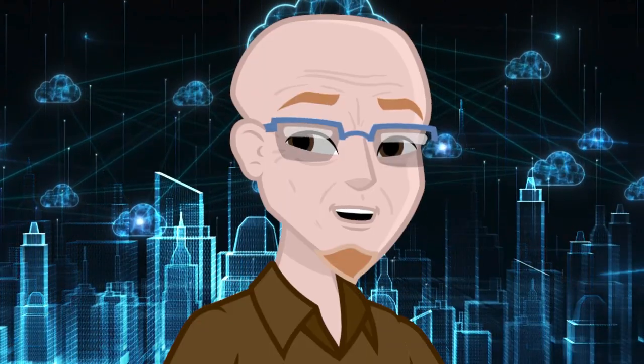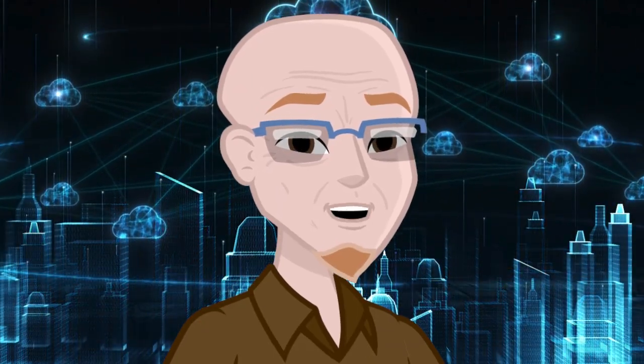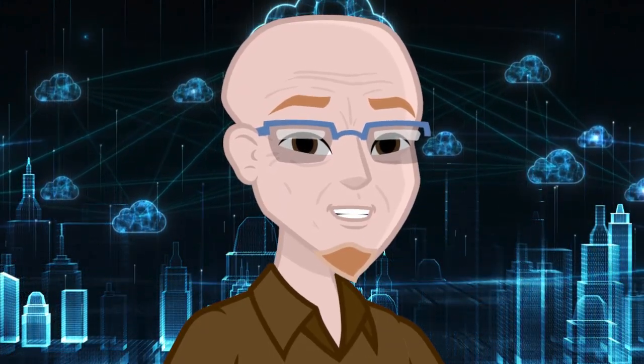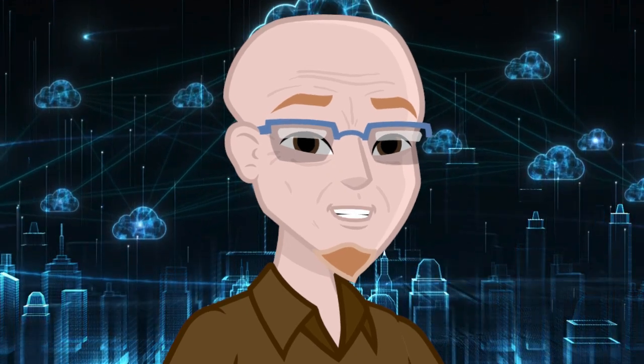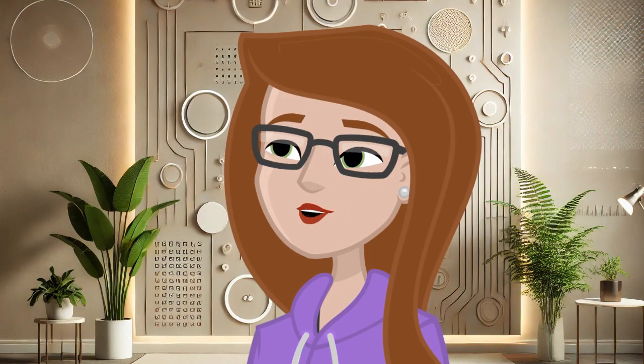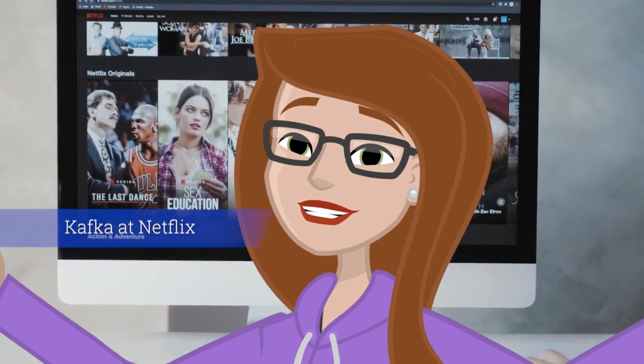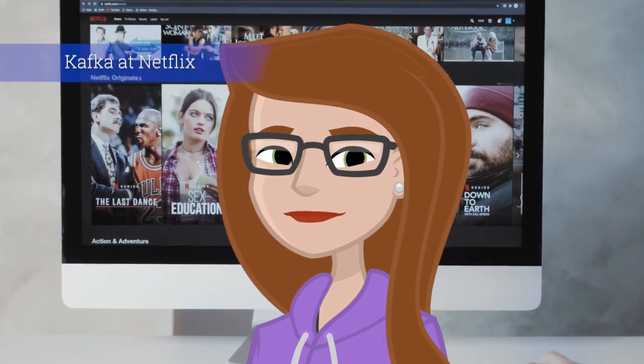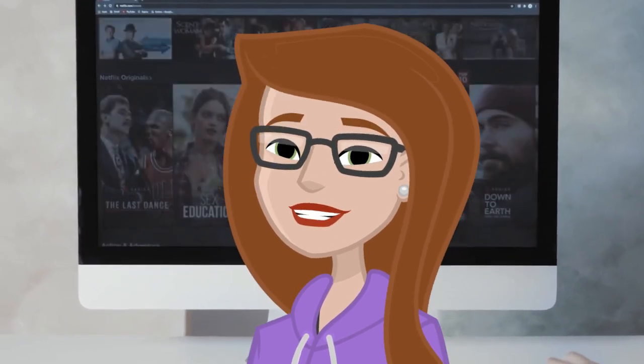This is already way clearer than I thought it'd be. I'm curious about how these concepts actually play out in the real world. Like, how are companies using Kafka to actually solve problems? Yeah, let's get into some real-world examples. Netflix, for example, they deal with a crazy amount of data. Every time someone watches something, there's like playback, recommendations, subtitles.